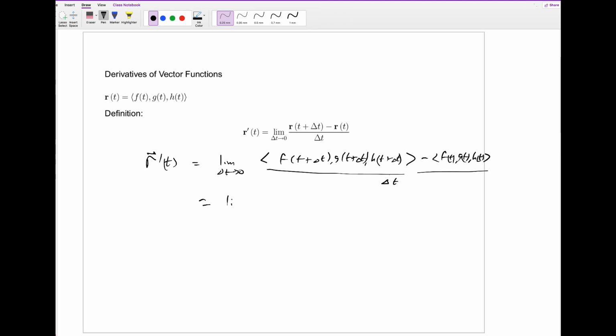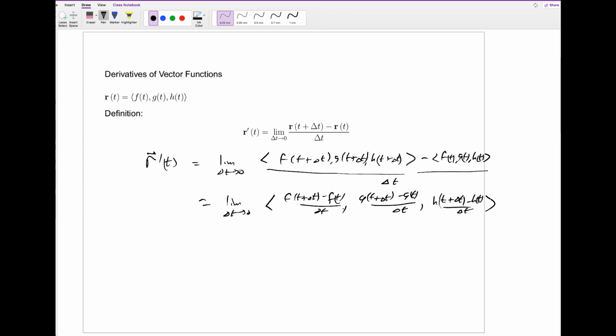And we can rewrite that very easily. In the first component, we have f of t plus delta t minus f of t over delta t. In the second component, we have g of t plus delta t minus g of t over delta t. And in the third component, we have h of t plus delta t minus h of t over delta t.